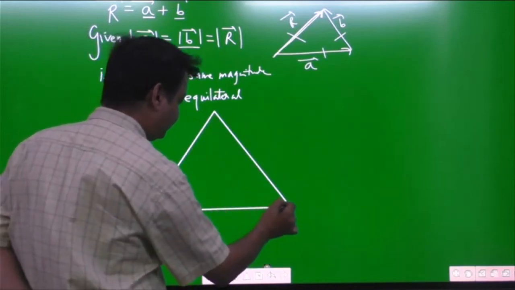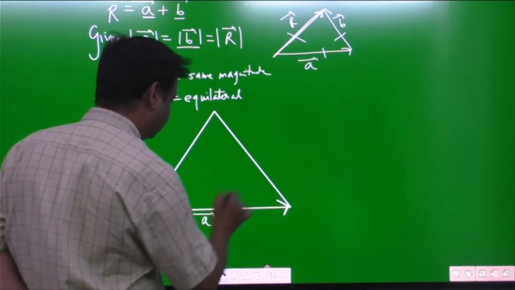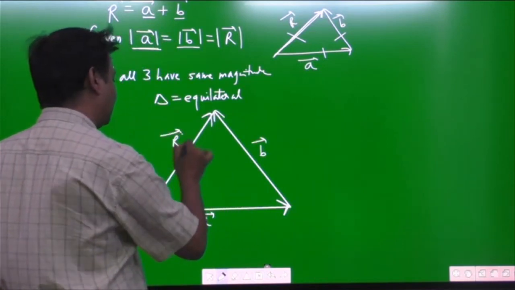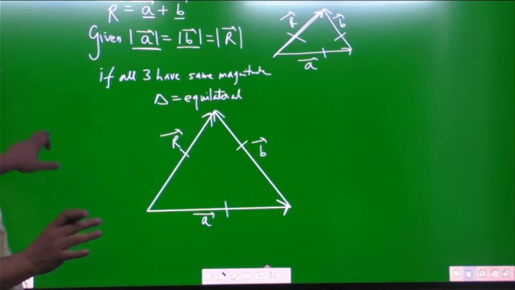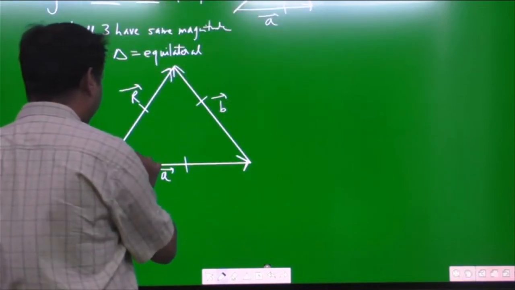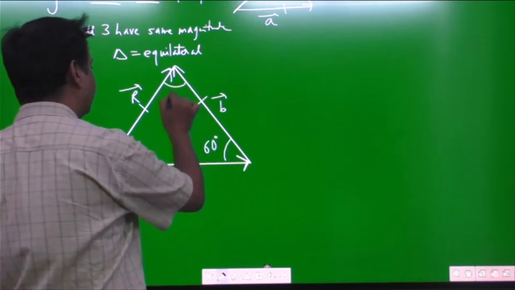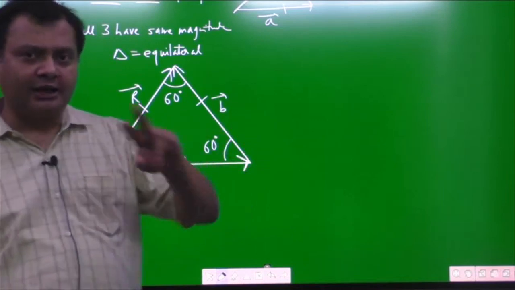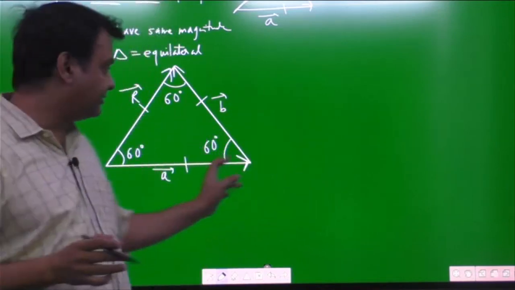So say this is your vector A, this is your vector B, and this is vector R. And all three have the same magnitude. This is according to the information or demand of the problem. So this angle will be 60 degree, this angle will be 60 degree, and this angle will be 60 degree, correct? Now I have to tell what will be the angle between two vectors, that is A and B.